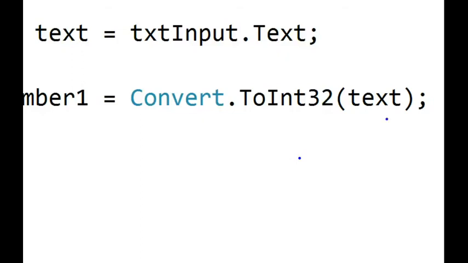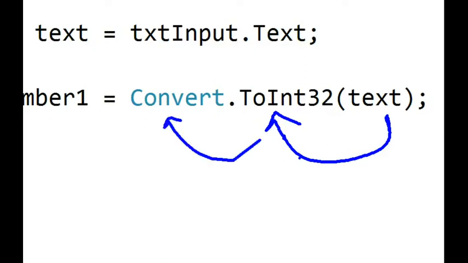Say, okay, I take this text, I convert the text to an integer. What do you think the 32 means, by the way? 32. See how good you guys are? You even knew that. So it converted it to a 32-bit integer, and then it stored it in my integer called number 1.